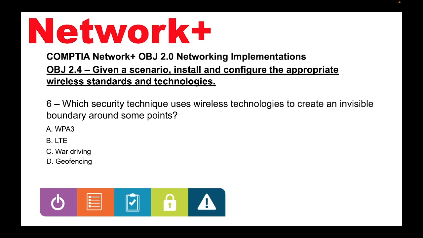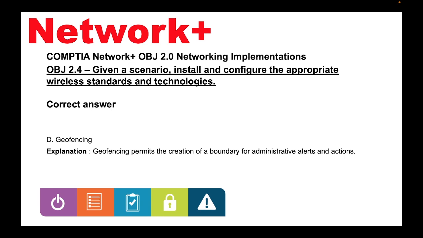Question 6. Which security technique uses wireless technologies to create an invisible boundary around some point? A, WPA3, B, LTE, C, war driving, or D, geofencing? Correct answer is D, geofencing. Geofencing permits the creation of a boundary for administrative alerts and actions.